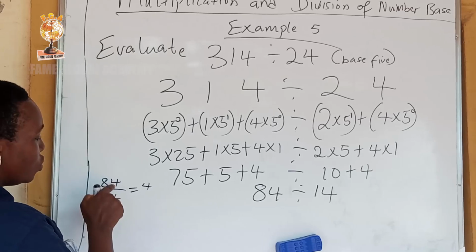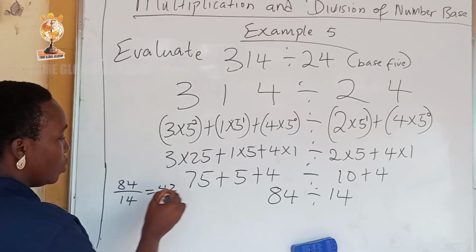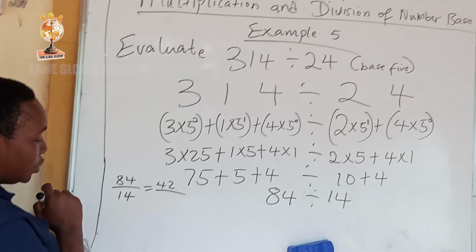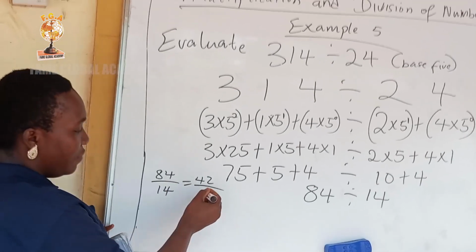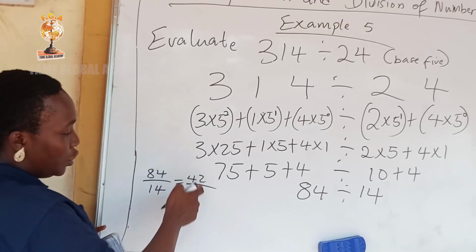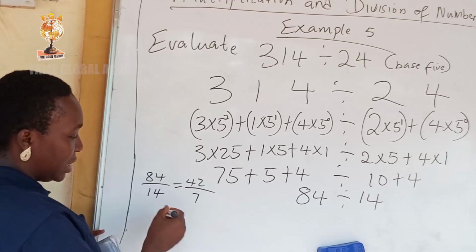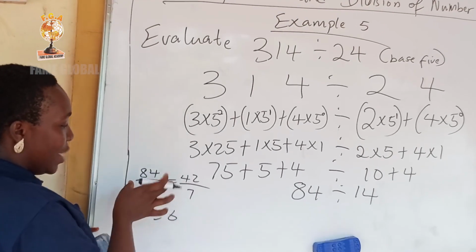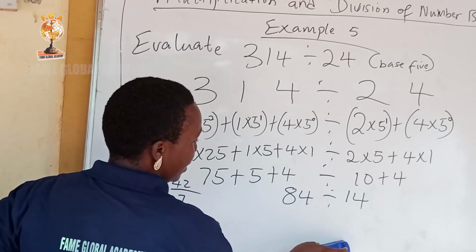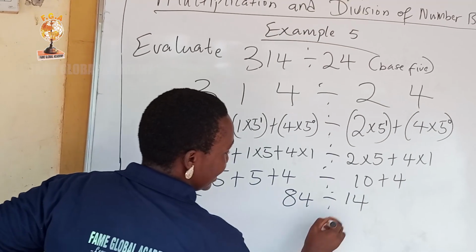2 into 4 will give us 2. So 2 into 84 will give us 42. Then 2 into 14 will give us 7. Now 42 divided by 7, that will give us 6. So either you divide here directly, 84 divided by 14, the answer is 6.